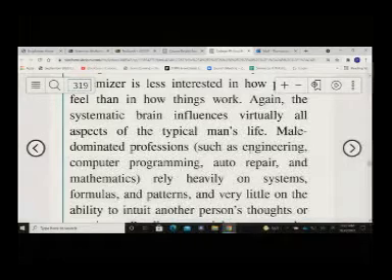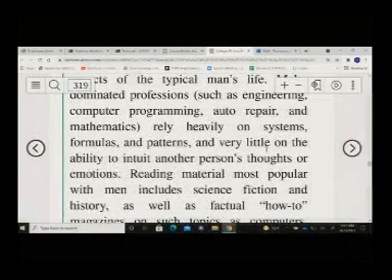Male-dominated professions, such as engineering, computer programming, auto repair, and mathematics, rely heavily on systems, formulas, and patterns, and very little on the ability to intuit another person's thoughts or emotions.